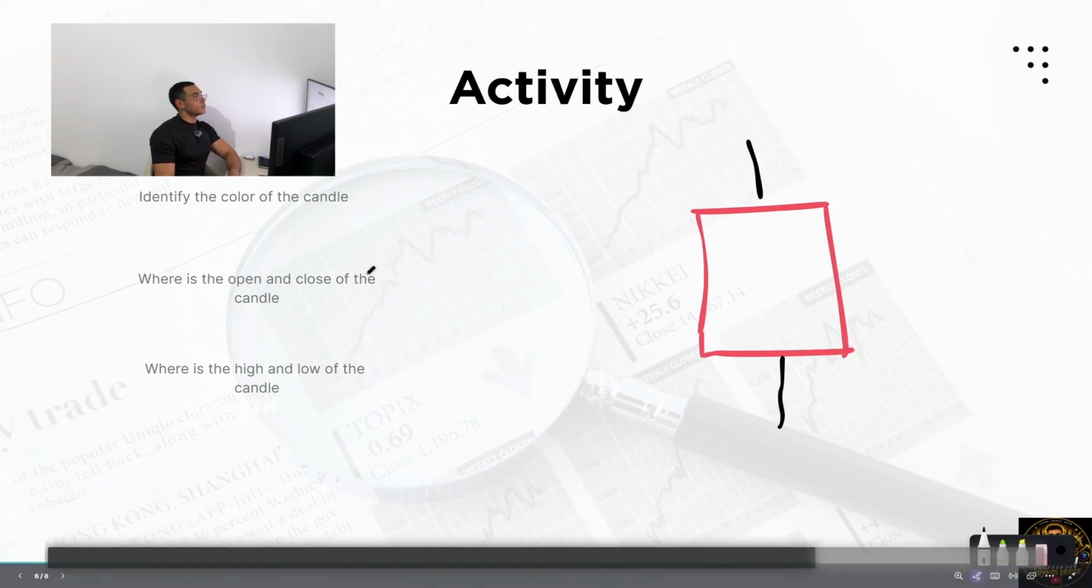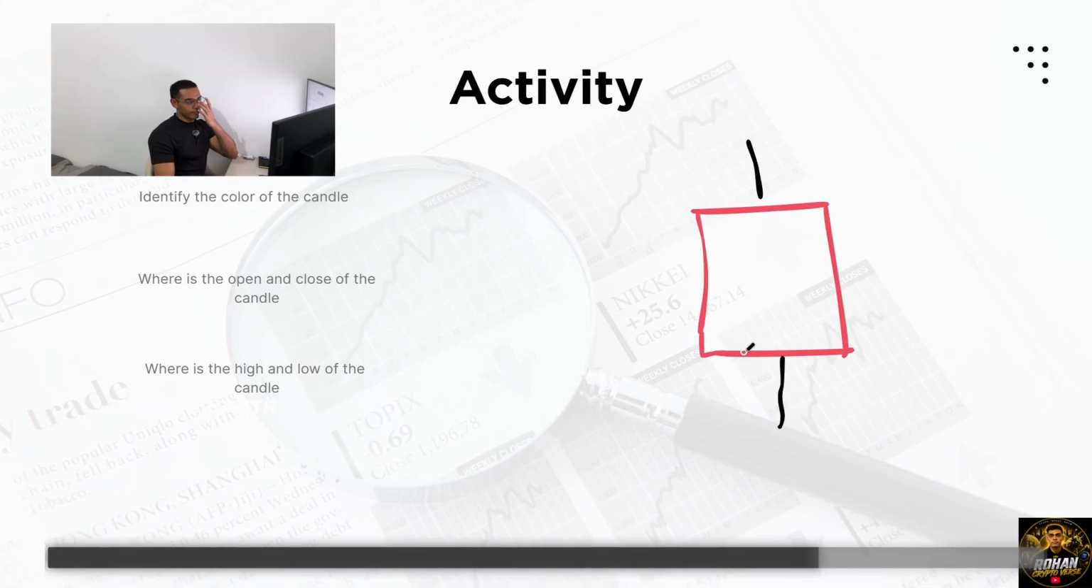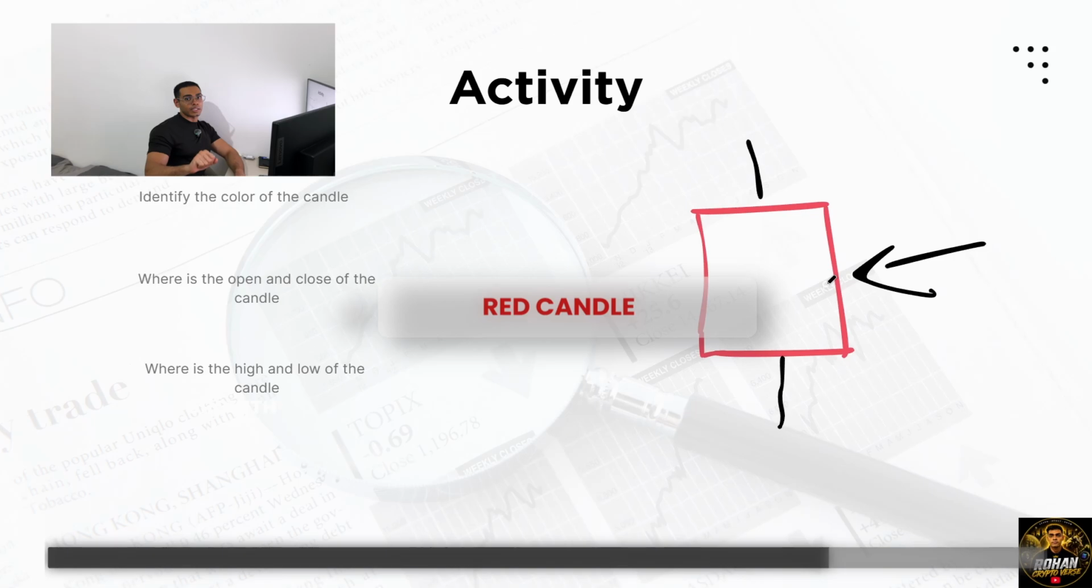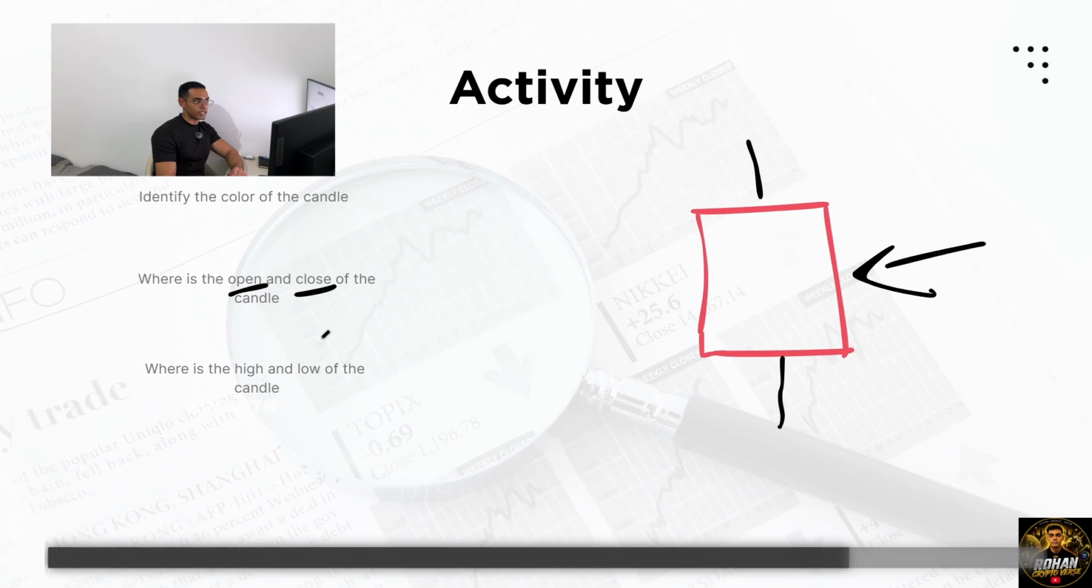Okay, so did you guys identify the color of the candle? Obviously, it is a red candle. It's red in color. So one more question I'll just throw at you. Who is in control of the market? Who do you think is in control of the market? How do you identify? You identify by the open and close of the candle.